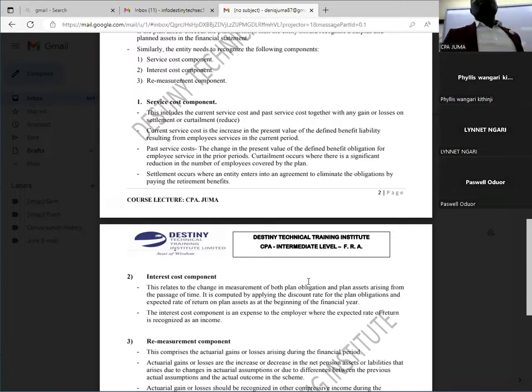So for the service cost component, you check: these people gave us services during this year. Is there an increase in the obligation which we are supposed to pay? Like right now, there is a rumor, I don't know whether it's a rumor, sorry, it's true, that in NSSF they want us to make some adjustments. So when we make the adjustment it will affect the employee and the employer. If there is that increase in the value of the obligation, then those are termed as current service cost component.